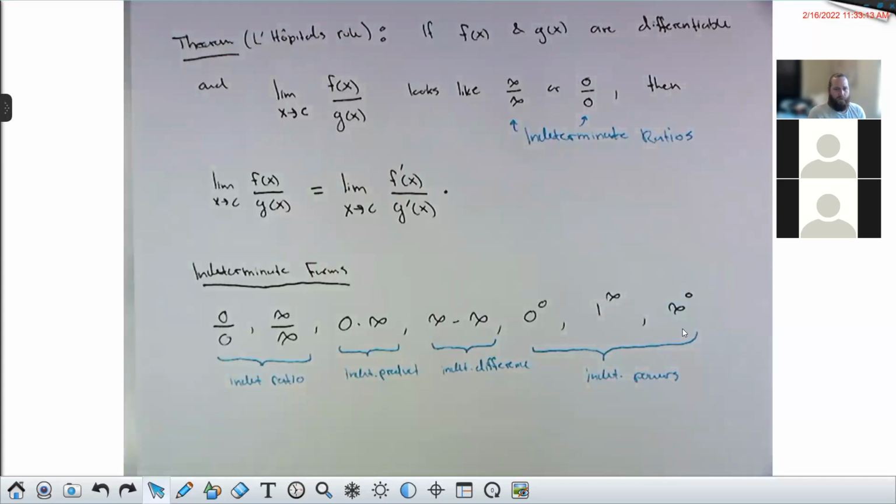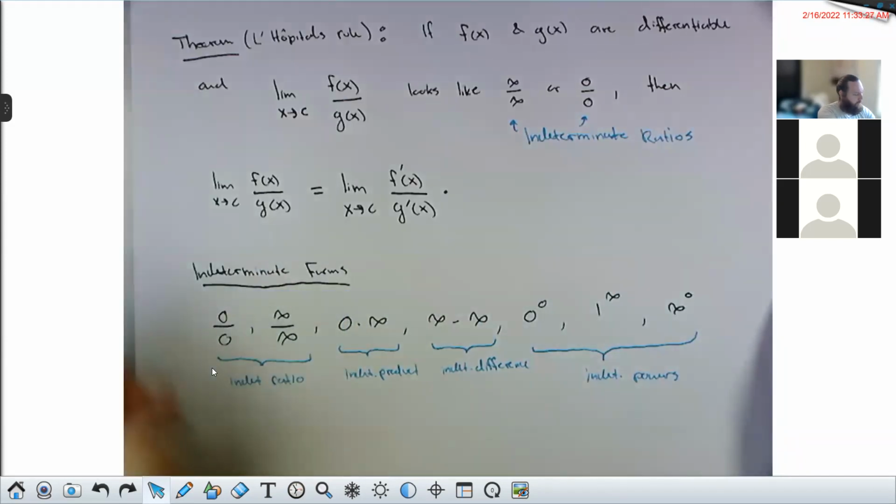The way you handle any of these is by doing algebra to turn them into these. And I'm going to look at a few examples with you. You don't always need L'Hopital's rule. So let's start gentle.